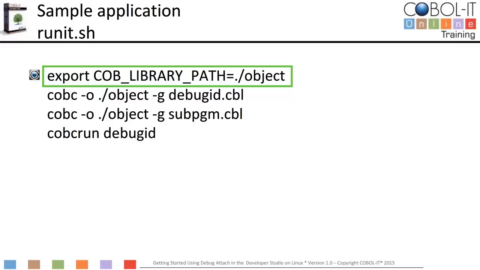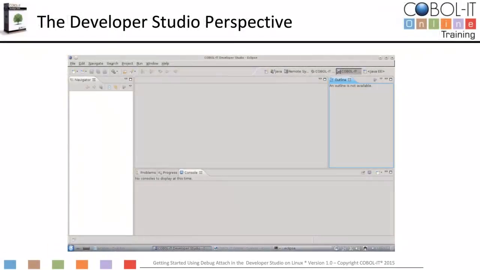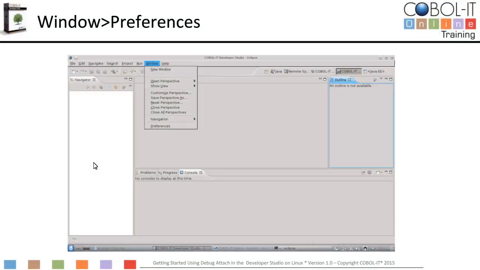Let's run our script now, and proceed with the exercise. We have launched our shell script. Our application is now paused. We can now switch to the Developer Studio. This is the Developer Studio. Before we perform our exercises, let's quickly review our window preferences settings. Select the Window function on the main menu bar, and then select Preferences from the drop-down menu.